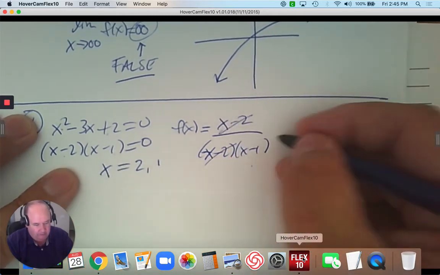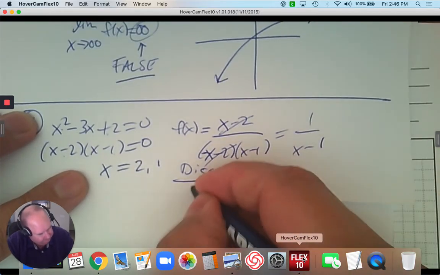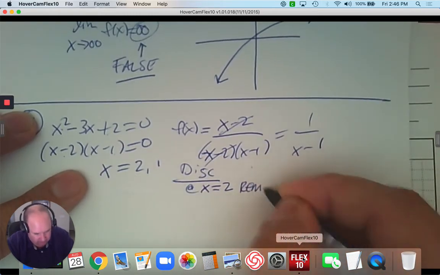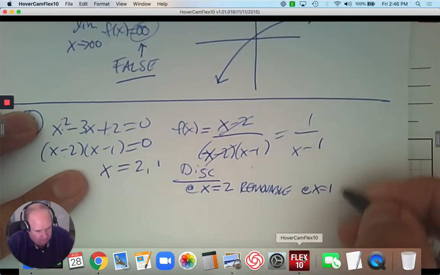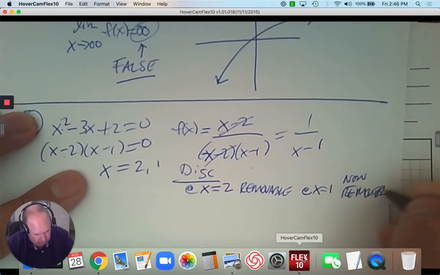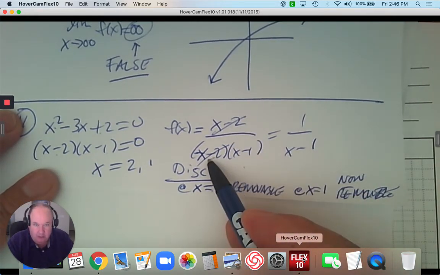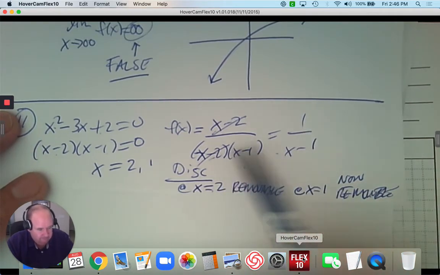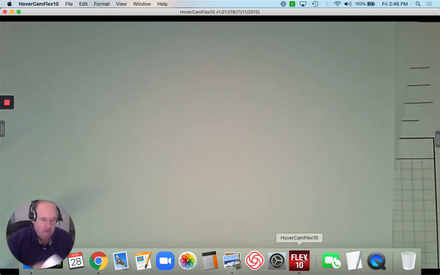So this is removable. It's not continuous at x equals 2, but it's removable. That means the limit exists there. There's also one at x equals 1. That one is non-removable because it just stayed there. So at positive 2, it's removable because it got removed, but it's still a discontinuity. It makes a hole. The limit exists there. And x minus 1 remains, so it's non-removable. So there's two discontinuities.